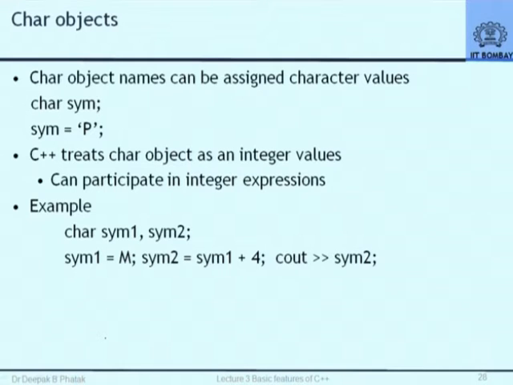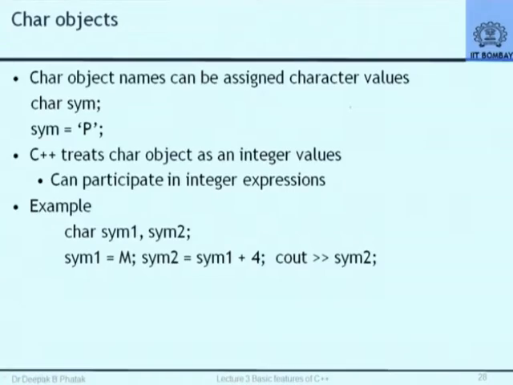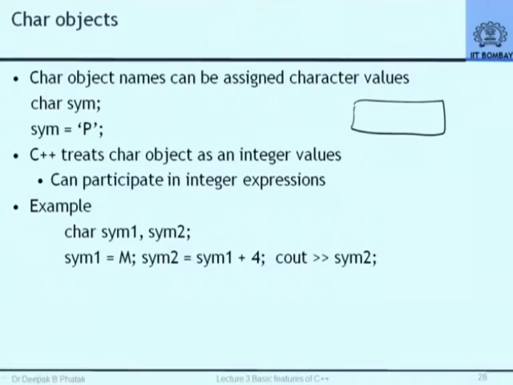I can have char objects, so I can declare char sim, and in my program I can say sim is equal to P in single apostrophes. This is perfectly valid. What will be stored inside the location for sim will be the ASCII value of P. Do you remember the ASCII value of P? Nobody remembers. Last time we saw M N O P whatever. 112, sure? Okay, let's write 112. Whatever. We don't know, but 112 we take it.